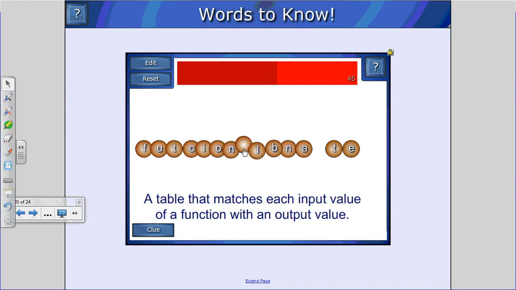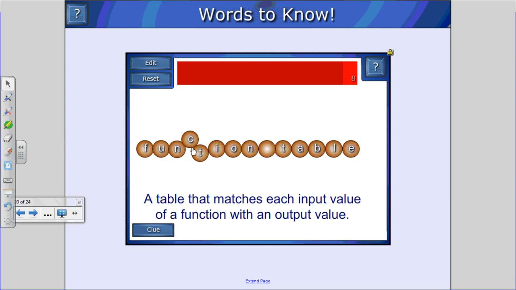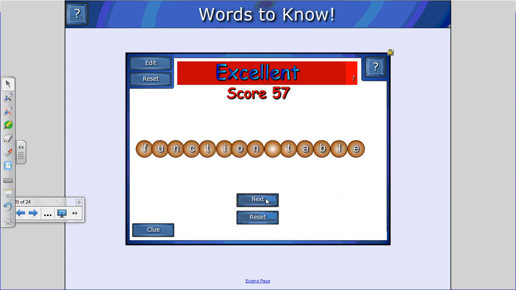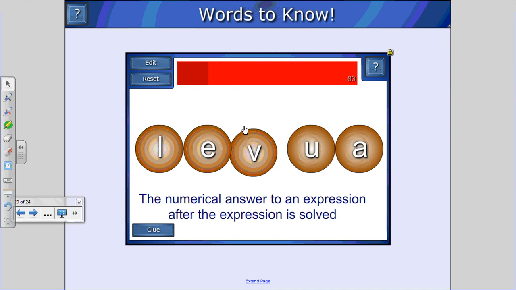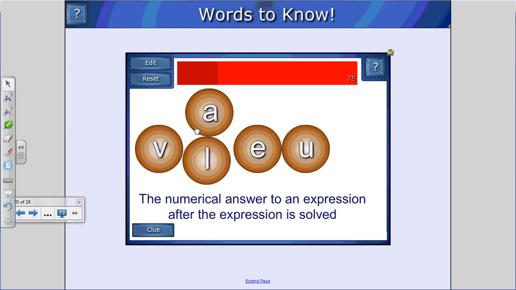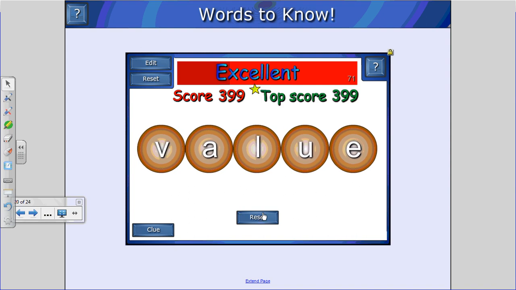This is for the space. Let's see. I'm missing some letters here. Where does this N go? Funk. I didn't spell it right, did I? Crazy. Clue: the numerical answer to an expression after the expression is solved. What's that output that we get? It's a value. There you go. Good job. We got a perfect score.